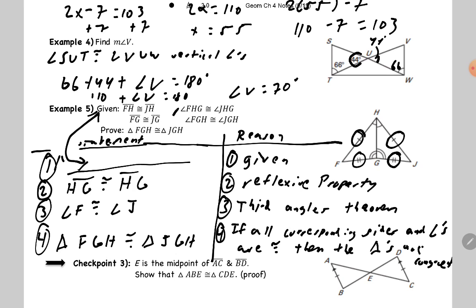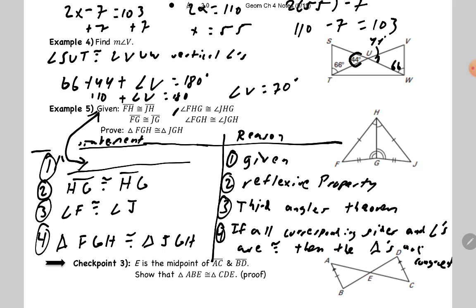They already gave us two of the sides, and we're missing the third side. The third side is here, HG, but they both share it. They're both the same, so HG is congruent to HG. That's through the reflexive property. And then we have the three sides down. Now we're just missing the angles.